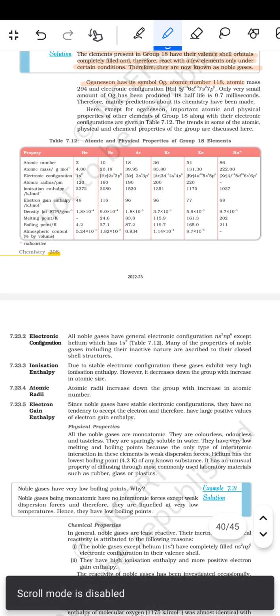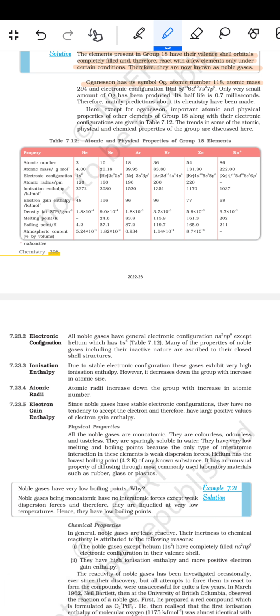Oganesson has the symbol Og, atomic number 118, atomic mass 249, and the electronic configuration [Rn] 5f14 6d10 7s2 7p6. Only a very small amount of Og has been produced. Its half-life is 0.7 millisecond. Therefore, many predictions about its chemistry have been made.